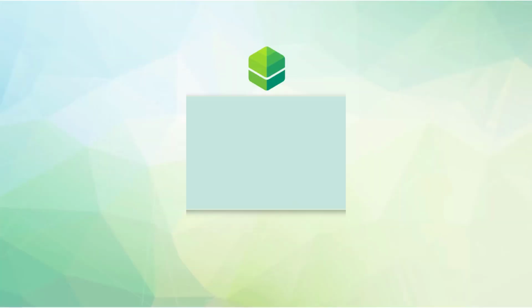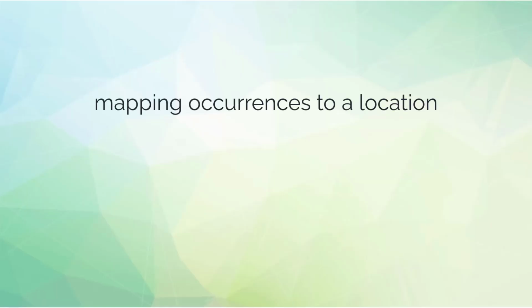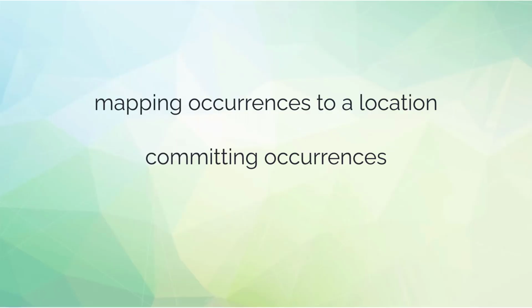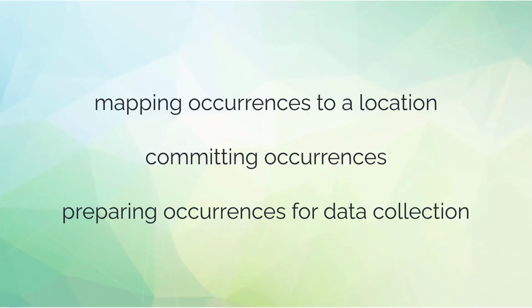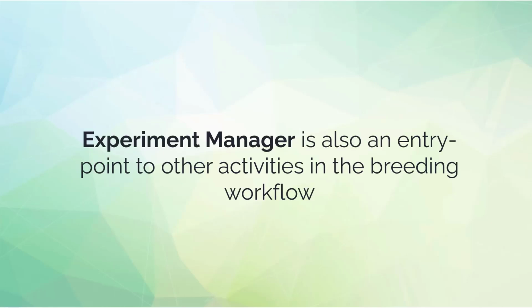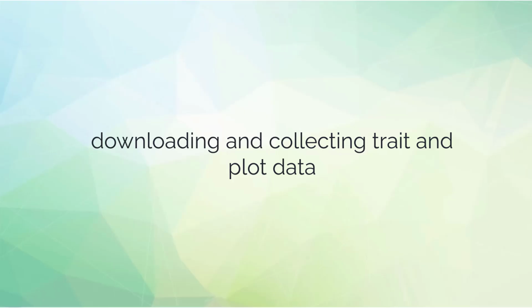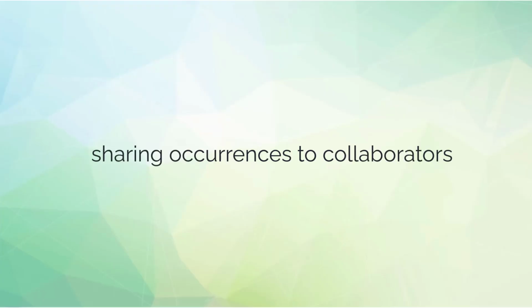So far, you have learned several activities you can do in Experiment Manager, such as mapping your occurrences to a location, committing occurrences, and preparing them for data collection. On top of these activities, the Experiment Manager serves as an entry point to other activities in the breeding workflow. These include downloading and collecting trait and plot data, recording harvest data, printing tags, and sharing occurrences to collaborators. You will learn in detail about these activities in the next tool modules.